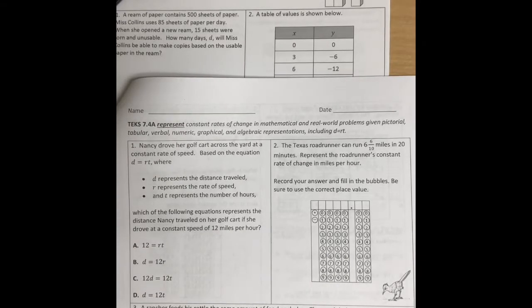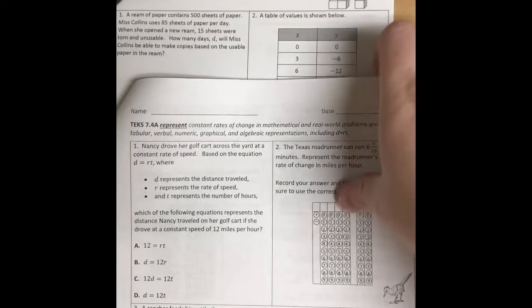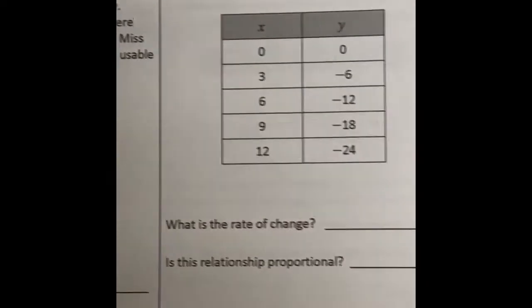Okay, this lesson is over 7.4a, constant rates of change. That's the one you're going to hear a lot. I'm going to ask you, is it proportional? What's the constant rate? That means, what does it go up by every single time? Okay, so we're going to start with this one.